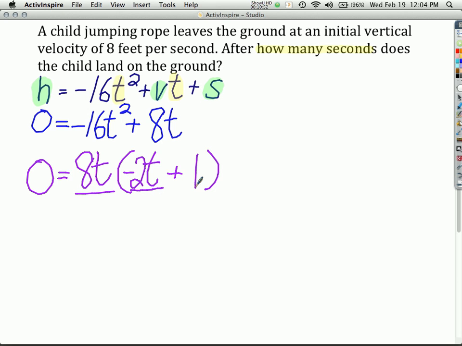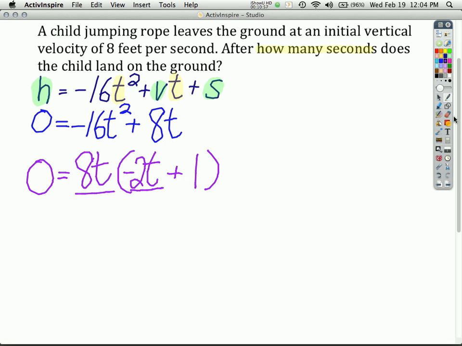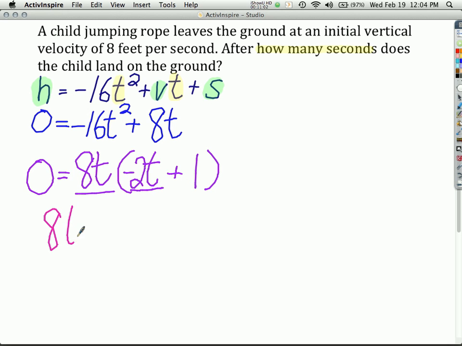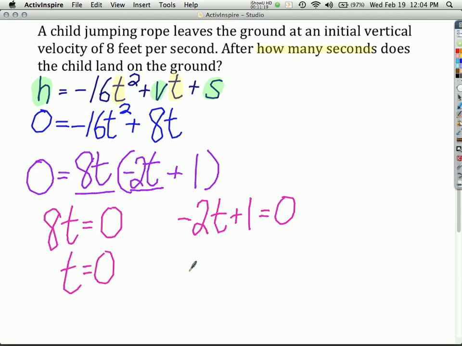So we've converted the dollar into 4 quarters. But now we have to do something with the 4 quarters. And so now we need to solve this. 8t equals 0. Negative 2t plus 1 equals 0. Solve them both. You get t equals 0 and t equals what? Right? 1/2.